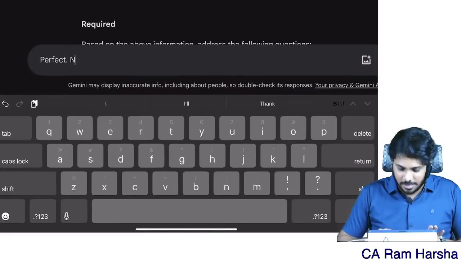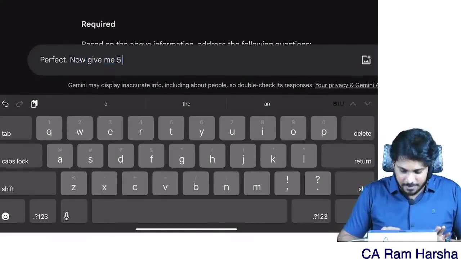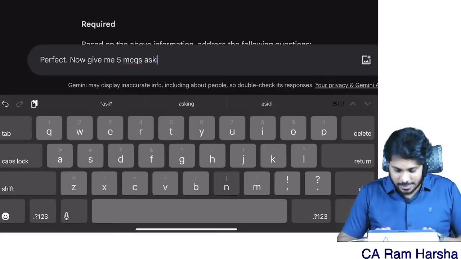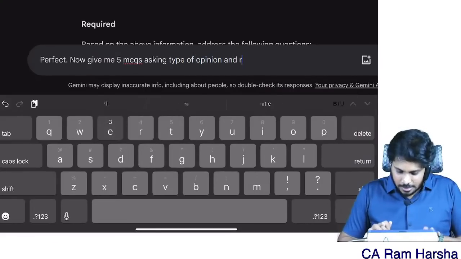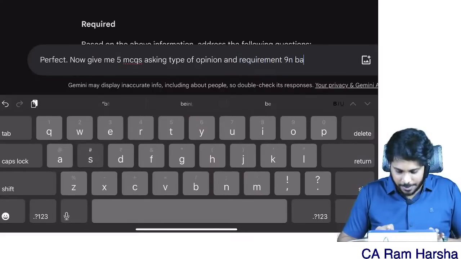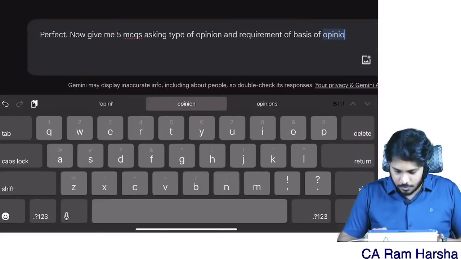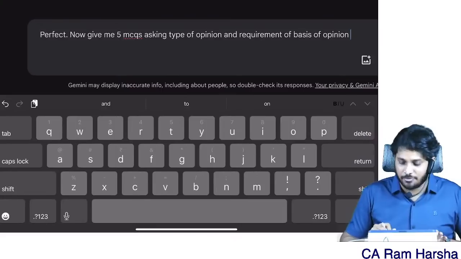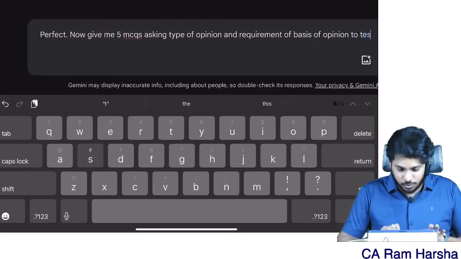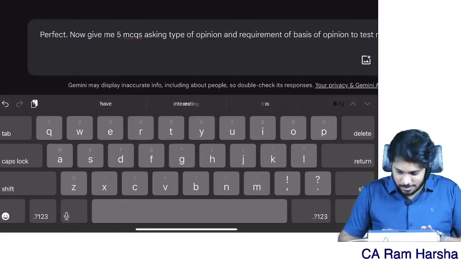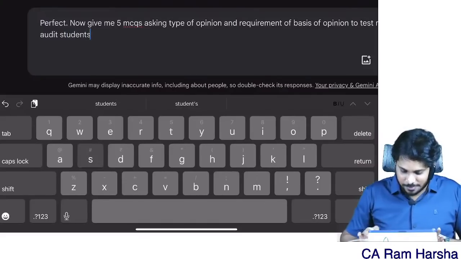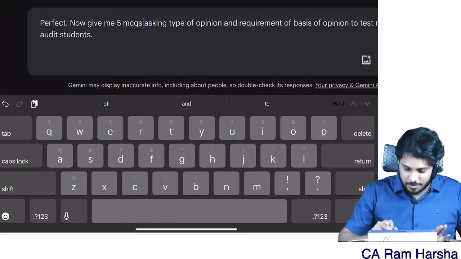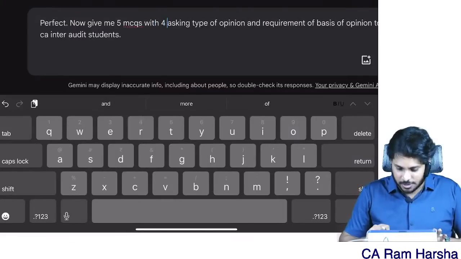Perfect. Now give me 5 MCQs asking type of opinion and requirements on basis for opinion. Give me 5 MCQs asking type of opinion and requirement of basis for opinion to test my TA into students. Otherwise, it won't exactly understand the context. So give me five MCQs with 4 options each.